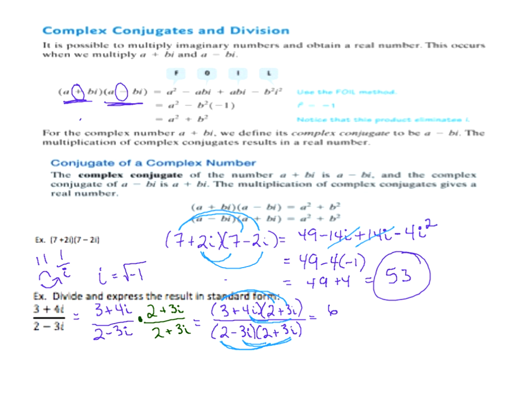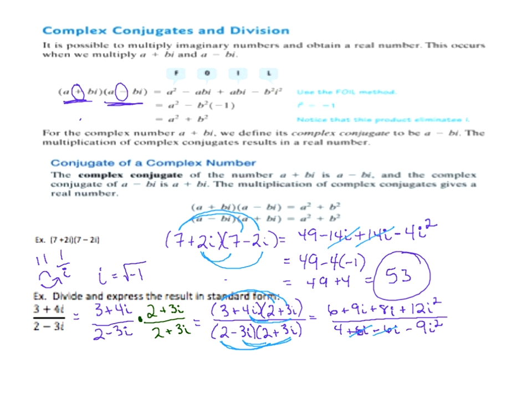3 times 2 is 6. 3 times 3i is positive 9i. 4i times 2 is positive 8i. And 4i times 3i is positive 12i squared. Over 2 times 2 is 4. 2 times 3i is positive 6i. Negative 3i times 2 is negative 6i. There are those opposite terms that are going to drop out. And negative 3i times positive 3i is negative 9i squared.